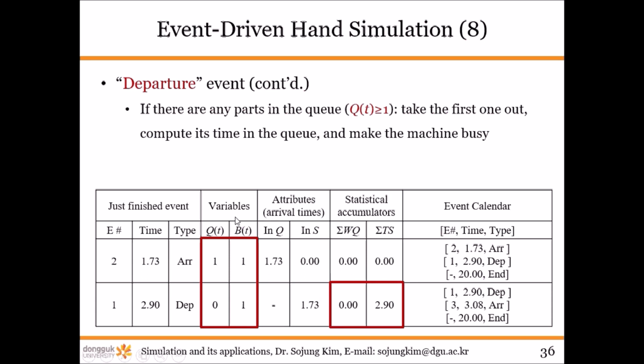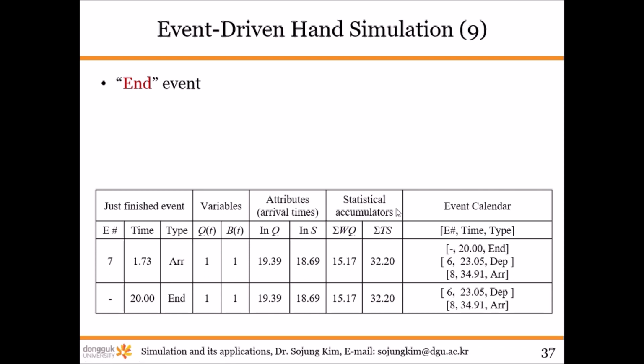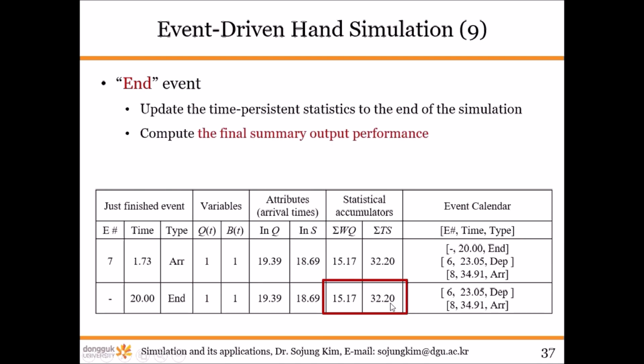However, the most important part is the variables and also statistical accumulators. Right, and if Qt is just 0, then make the machine idle. In other words, BT becomes 0. I showed this before, right? And when you have the end event at time 20 here, it will just print out the total waiting time and then also the total time in the system. Okay, and then compute the final summary output performance and write the report.